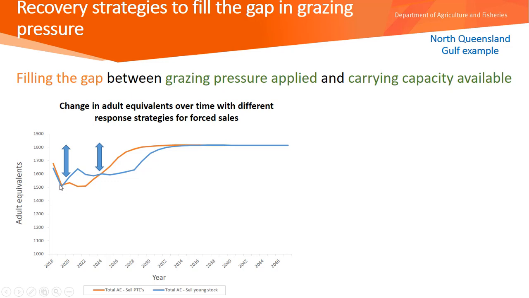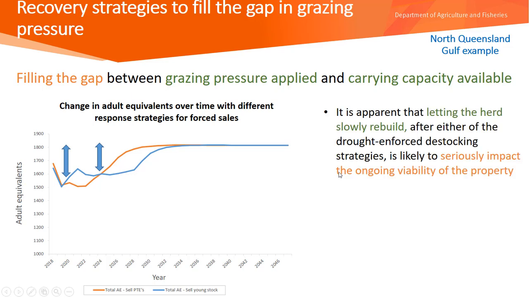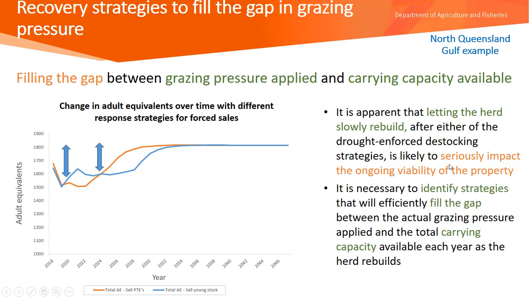The drought broke there. We're rebuilding our numbers, and there's this gap between what the property will carry and what's on the property for quite an extended period of time. So it's apparent that letting the herd slowly rebuild after either of the drought-enforced destocking strategies is likely to impact the viability of the property. And it's necessary to identify strategies that will efficiently fill the gap. So that's what we're going to do here.